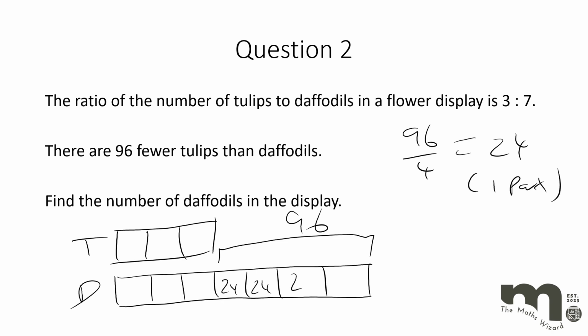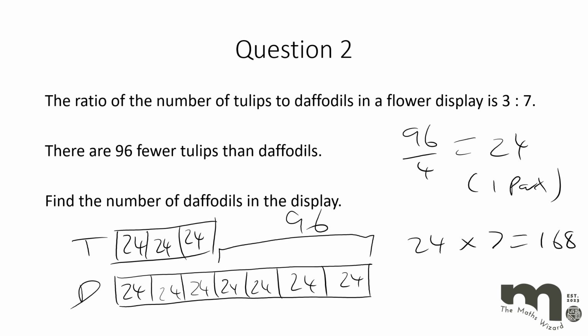So we can write that on our bar model if you want to. Bear in mind, you don't have to use these bar models. Some people find them useful. Obviously, they're a bit more labour involved, but you don't have to use them if you can do it just with the sums. Now we can see the number of daffodils. So we've got 7 parts that are worth daffodils. So we need to do 24 times 7, which is going to give us 168 on this one.